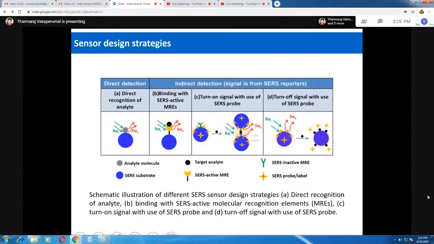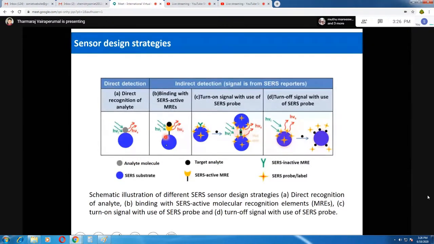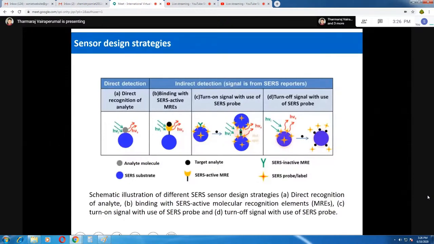Then the indirect method, indirect detection, where the signal is from SERS reporters. In this kind of substrate, a binding receptor is attached to the surface of the silver nanoparticle substrate. The binding receptor acts as a selective binding receptor and also acts as a Raman reporter. In the absence of RNA, the probe remains; when RNA is present, it will bind, and the nanoparticles aggregate and come close together, and finally the signal is detected.